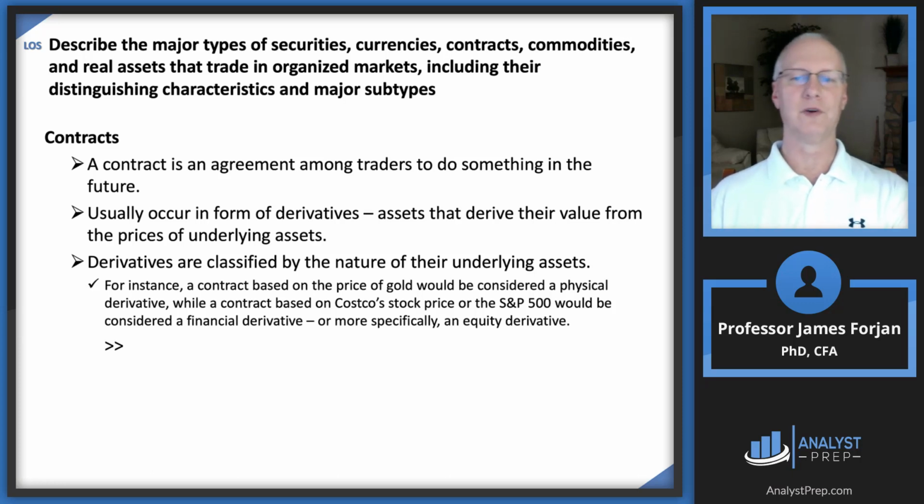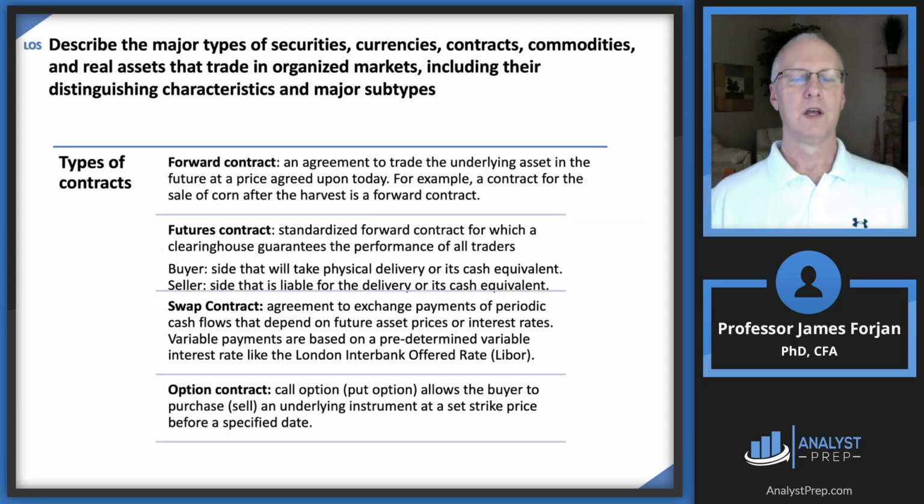So that's a physical derivative. And then how about an option on a share of stock? That would be a financial derivative. And there's the list of what I just mentioned: forwards and futures and swaps and option contracts. We'll talk at length about those in another reading.